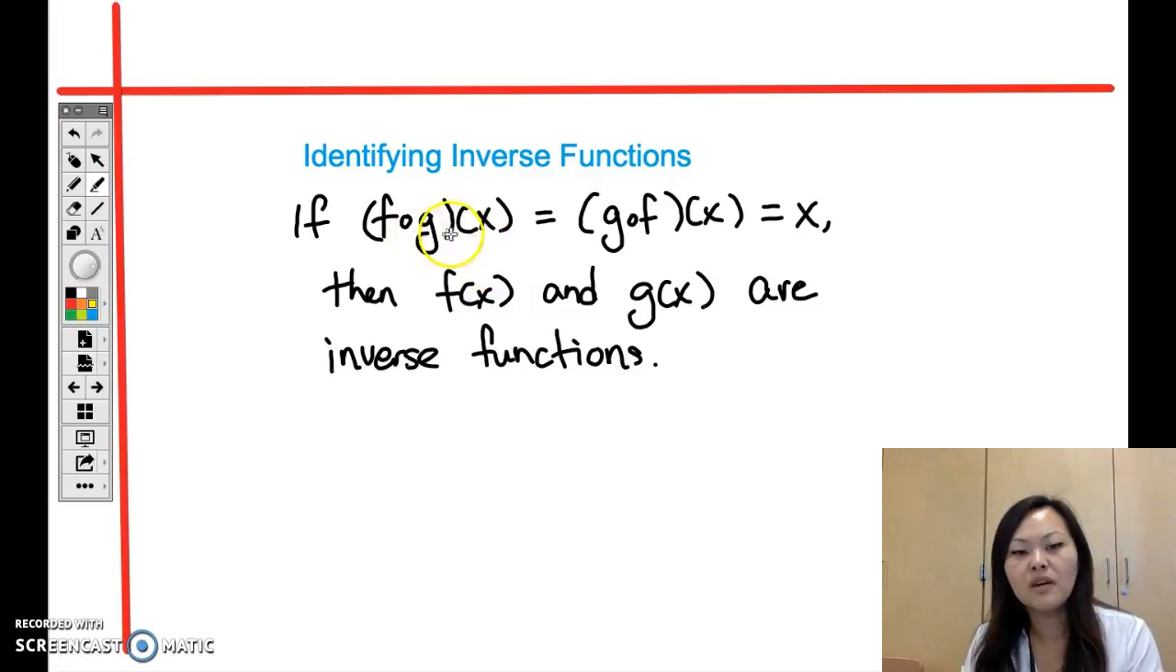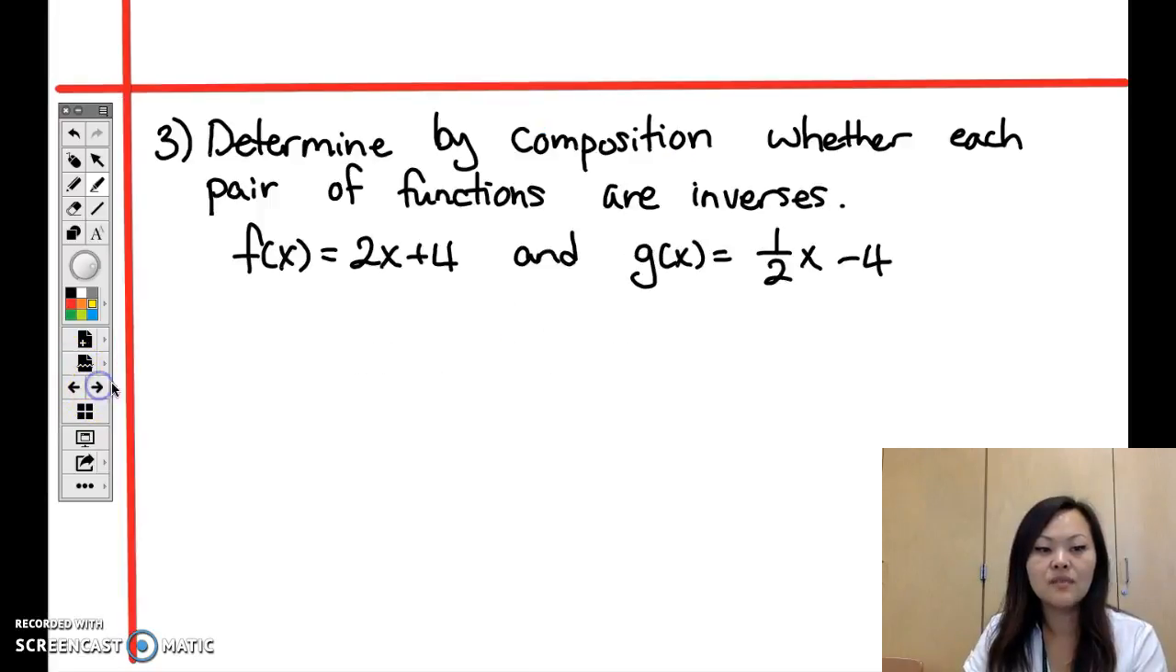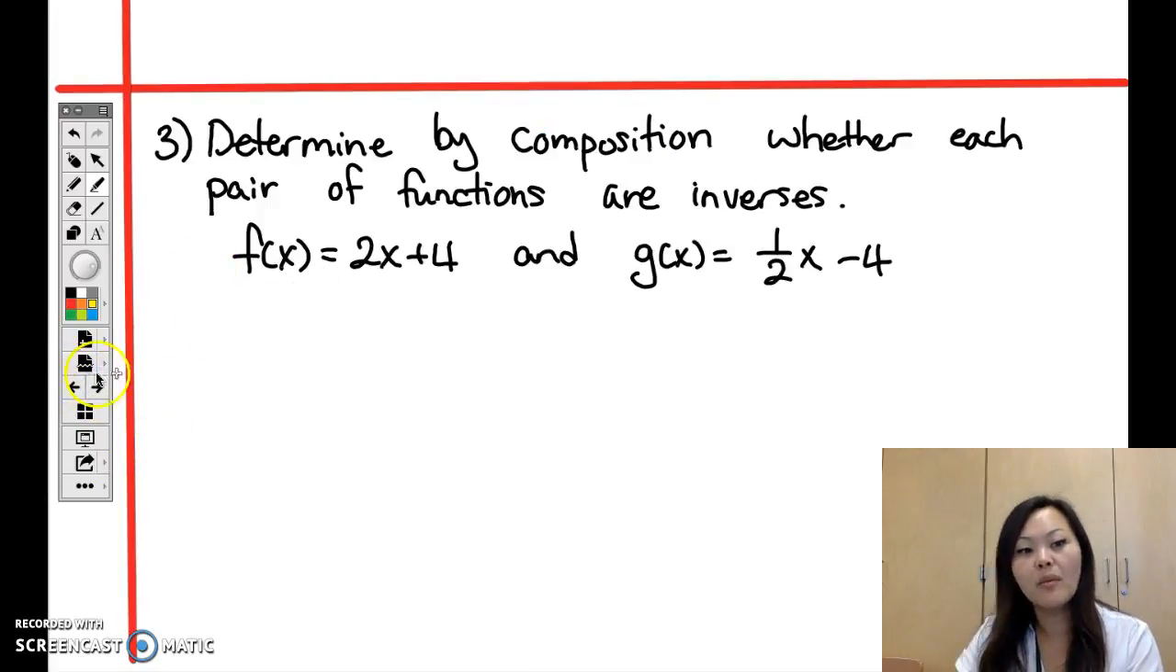If the composite function f of g of x is equal to g of f of x and they both end up being x, then you know that the two equations are inverse functions. So what does that mean? Let's solve a problem. We have to determine by composition whether each pair of functions are inverses. So we have f of x and we have g of x.